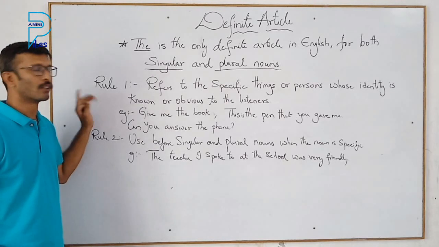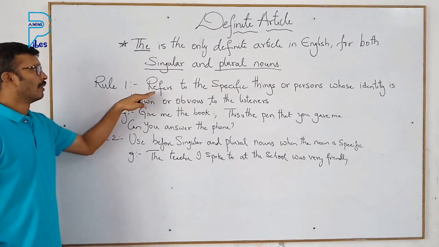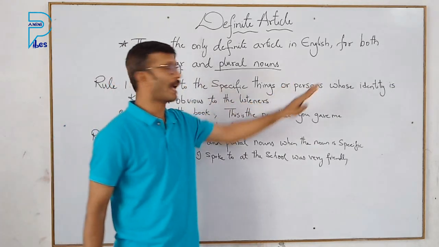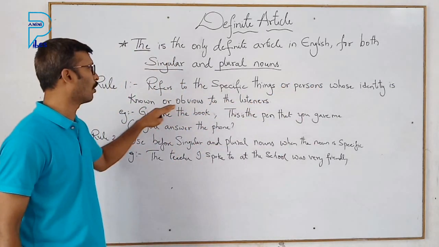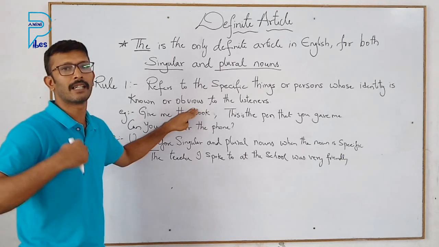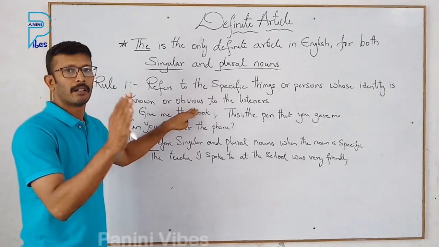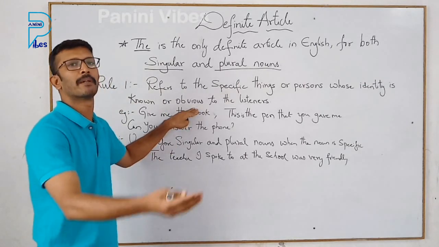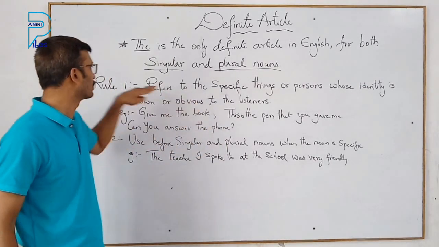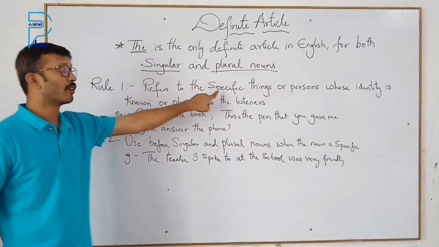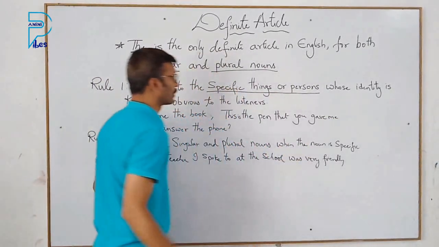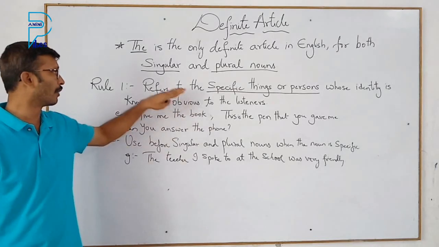Let us learn with rule number 1. It refers to the specific thing or person whose identity is known or obvious to the listener. जैसे हमें एक स्पेसिफिक थिंग या पर्सन के बारे में अगर पता चल रहा है या कोई बोल रहे हैं, then we use the word the for the specific thing or a person. So remember carefully, for a specific thing or a person, we use the.